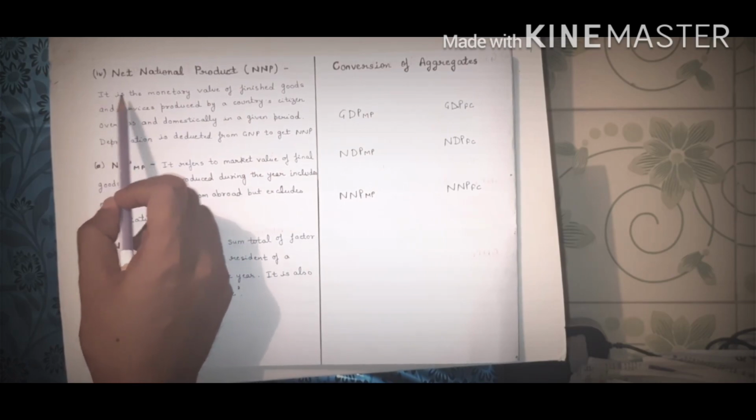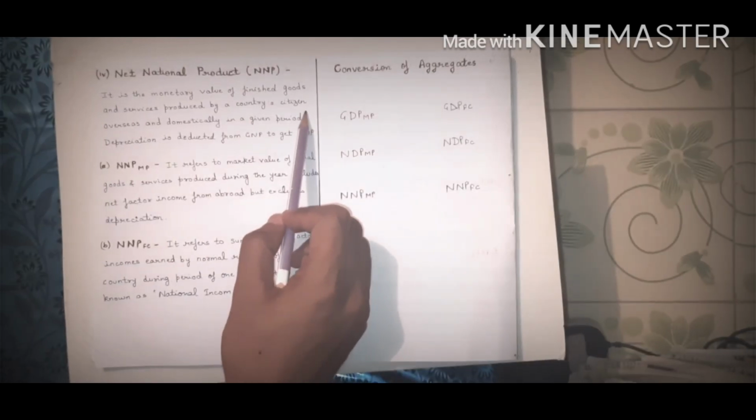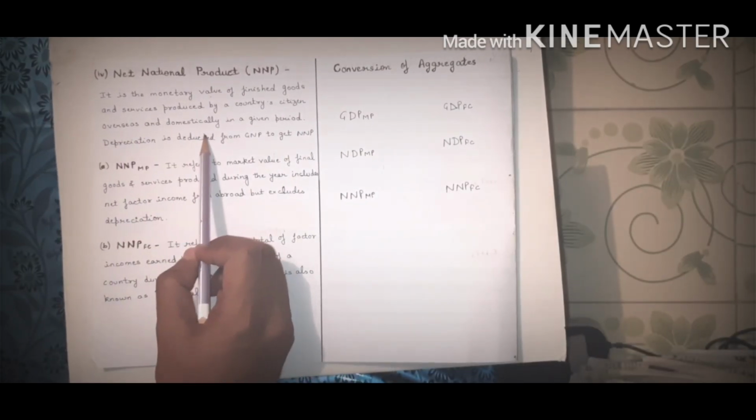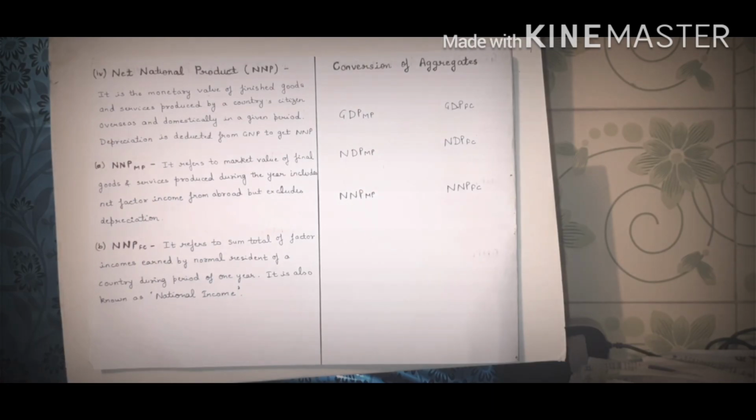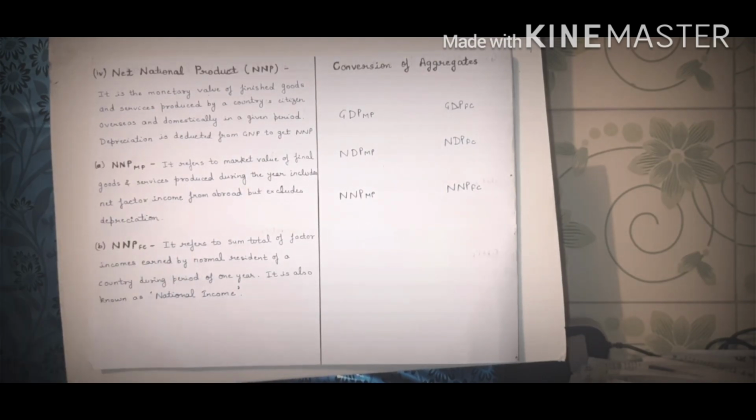It is the monetary value of finished goods and services produced by a country's citizens overseas and domestically in a given period. And in a similar way as we have seen in the gross domestic product and net domestic product, to get a net domestic product we deduct depreciation from the gross domestic product. Similarly, to get a net national product we have to deduct depreciation from the gross national product. Here also, there are net national product at market price and net national product at factor cost.